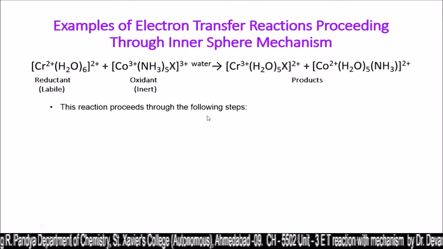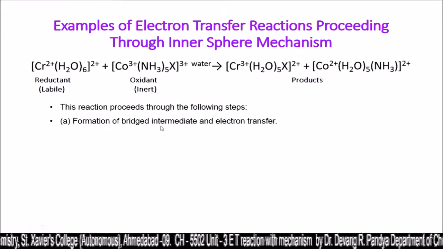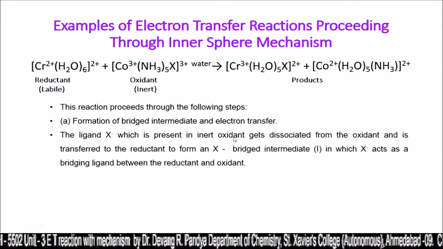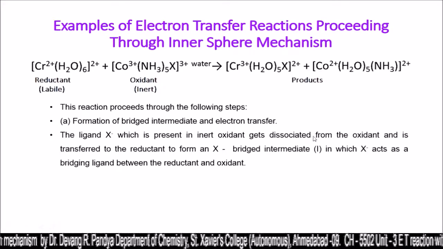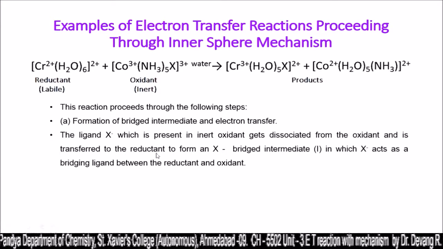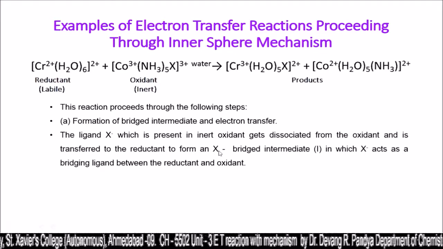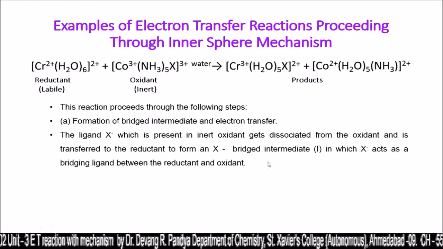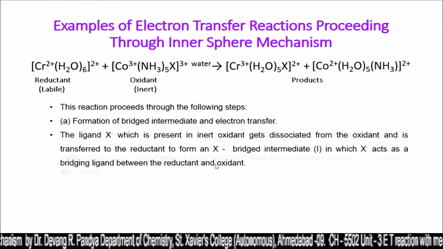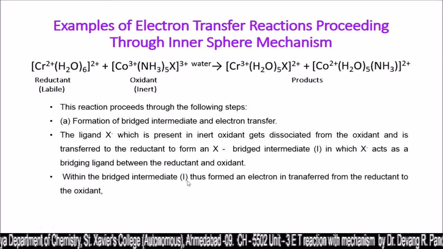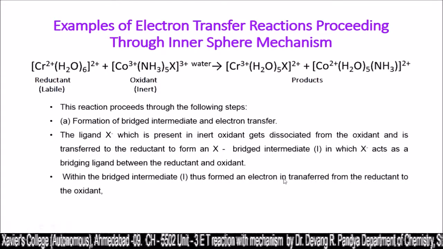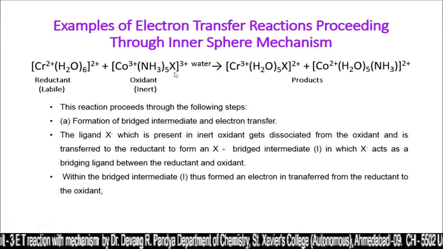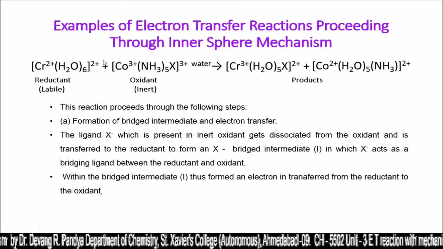This reaction proceeds through these steps: formation of a bridged intermediate and electron transfer. The ligand X, which is present in the inert oxidant, gets dissociated from the oxidant and is transferred to the reductant to form a bridged intermediate 1, in which X minus acts as a bridging ligand between the reductant and the oxidant. Within the bridged intermediate 1 thus formed, an electron is transferred from reductant to oxidant, through this bridging ligand.